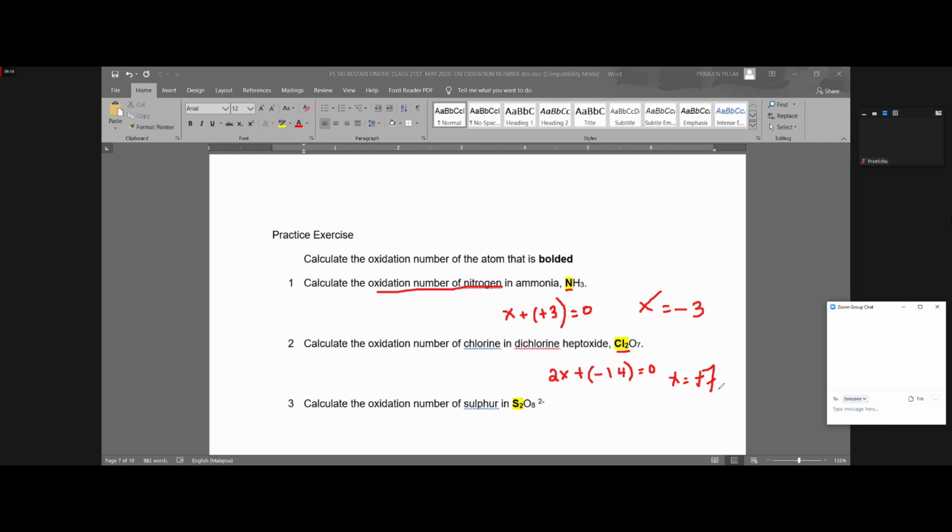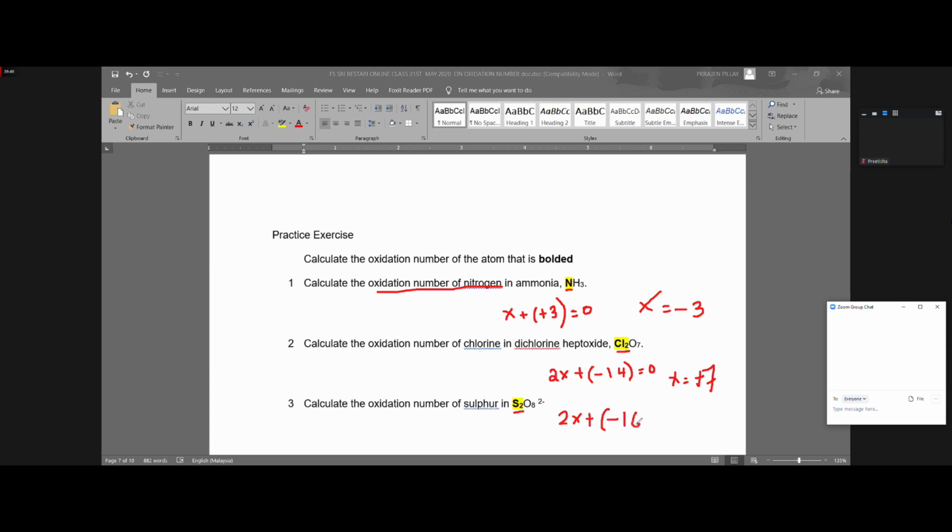Okay, we'll do one more, number 3 now. Then you can try already. We are calculating the oxidation number for sulfur. You underline there. SPM, they won't bold, they won't highlight, they'll put an underscore like that. Understand? So we are finding for sulfur, 2 of sulfur, so you put 2x. Then you put a plus sign, correct? Oxygen is -2. That's 8 of oxygen, so it's -16.